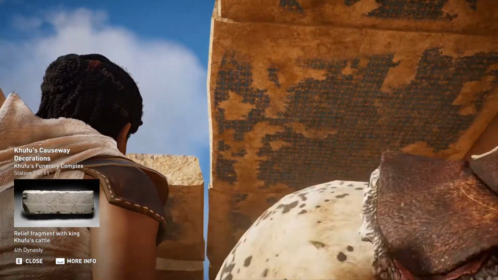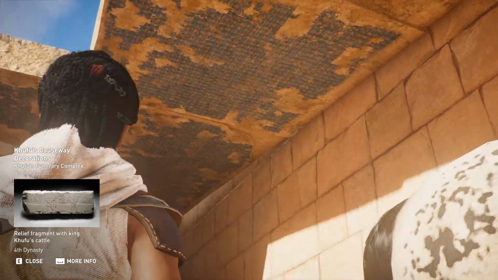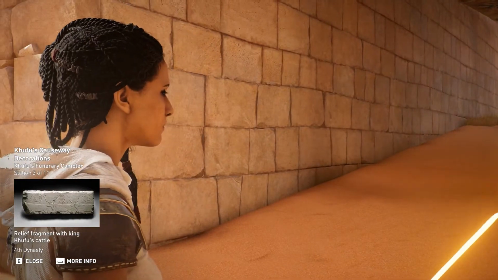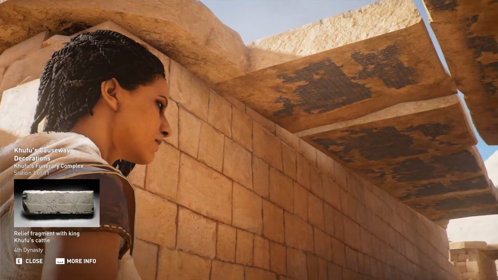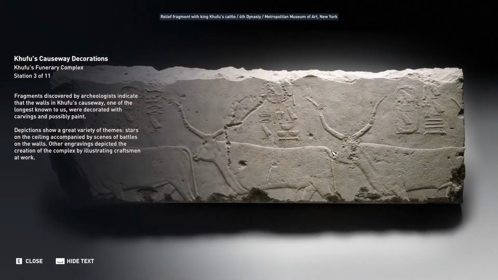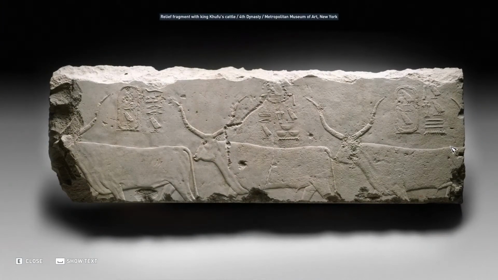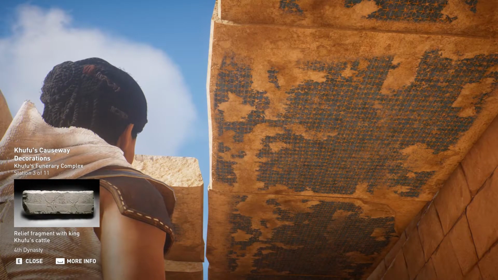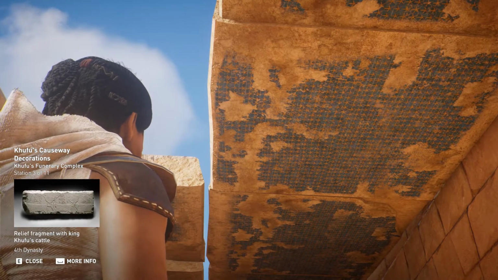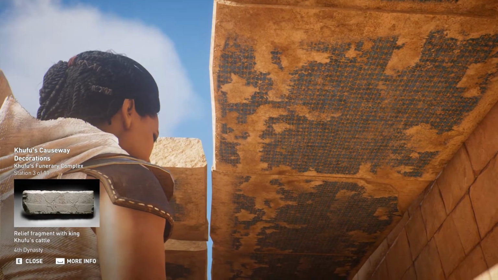Fragments discovered by archaeologists indicate that the walls in Khufu's causeway, one of the longest known to us, were decorated with carvings and possibly paint. Depictions show a great variety of themes: stars on the ceiling, accompanied by scenes of battles on the walls. Other engravings depicted the creation of the complex by illustrating craftsmen at work.